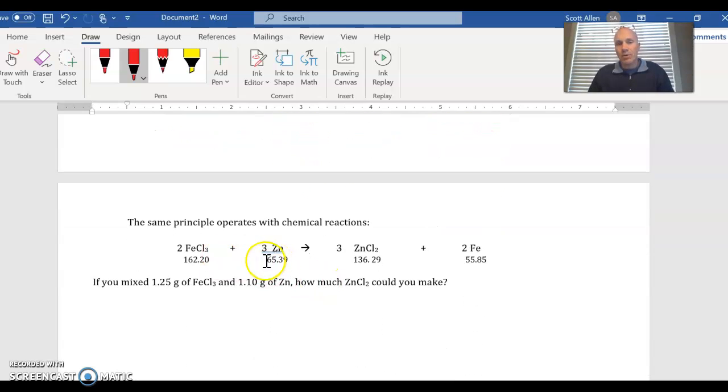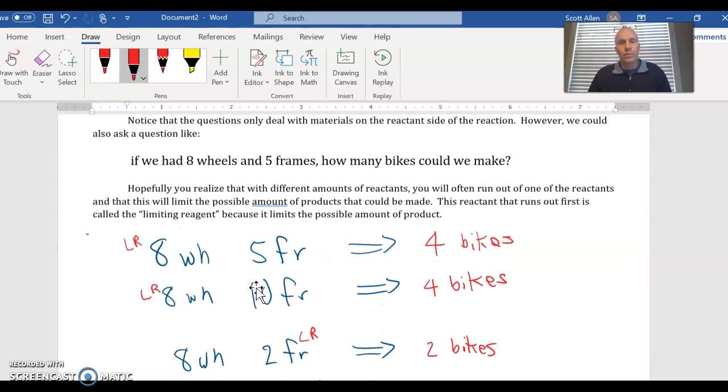So here's a chemical reaction. We're going to take iron chloride. Actually, this would be iron 3 chloride. Combine it with zinc. We're going to make some zinc chloride and iron. And I've gone ahead and balanced this, and I've also gone ahead and put the molar masses underneath each of the chemicals.